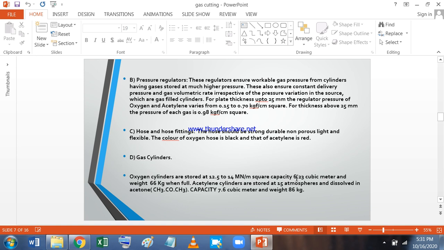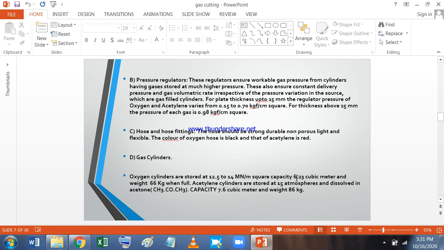which are the gas-filled cylinders. For plate thickness up to 25 mm, the regulator pressure of oxygen and acetylene varies from 0.15 to 0.70 kgf per centimeter square. For thickness above 25 mm, the pressure of gas will be 0.98 kgf per centimeter square.